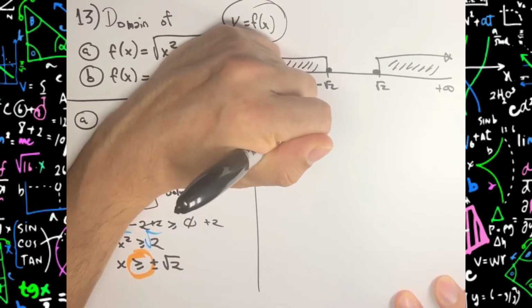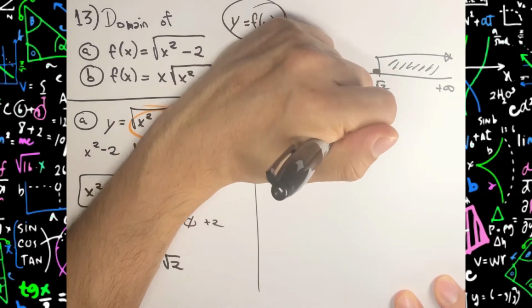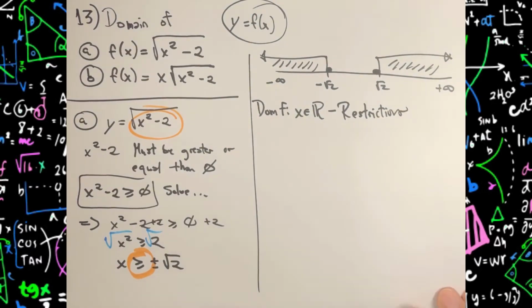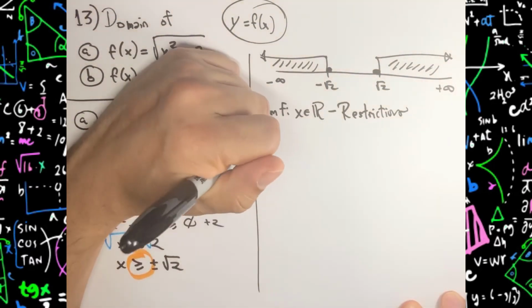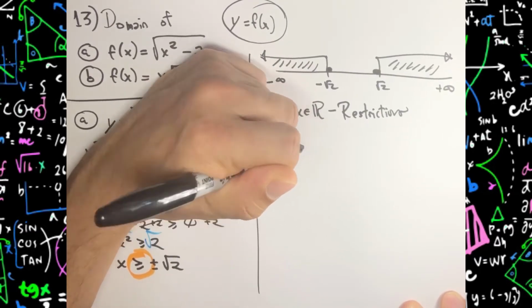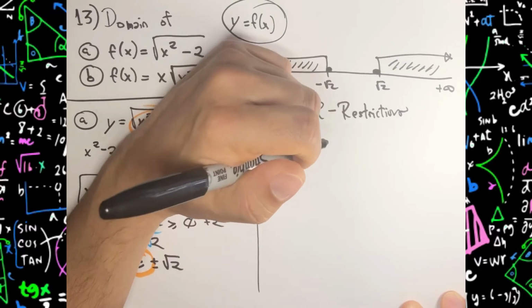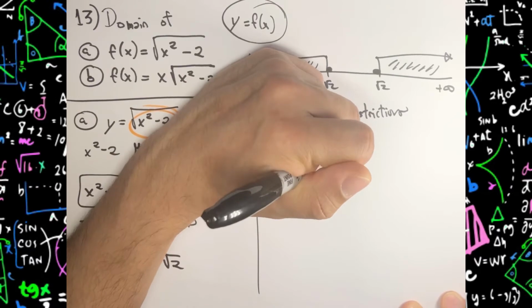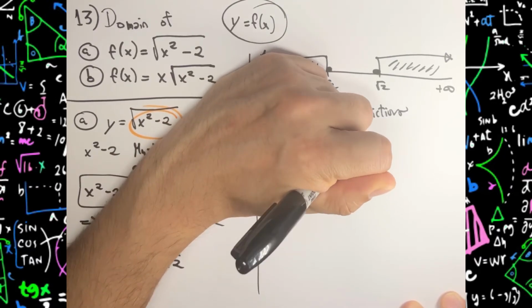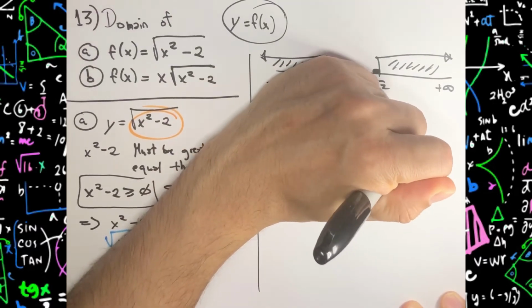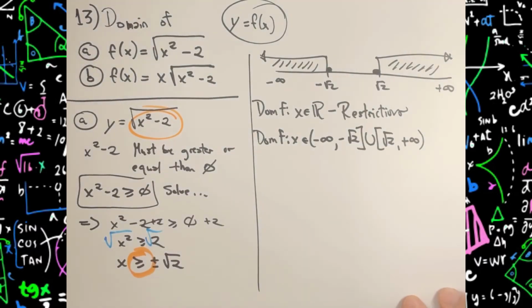Now, how do we write it? Well, we can do it in two ways. We can say that the domain of the function is all the real numbers minus the restrictions, meaning the interval of non-existence. Or we can also say that the domain of the function is the intervals that are solution to the inequality that determines the existence. So let's do that first: domain of f is all the x's that belong to the intervals from minus infinite to minus square root of 2, union with square root of 2 to plus infinite. And there we go. That is the solution.